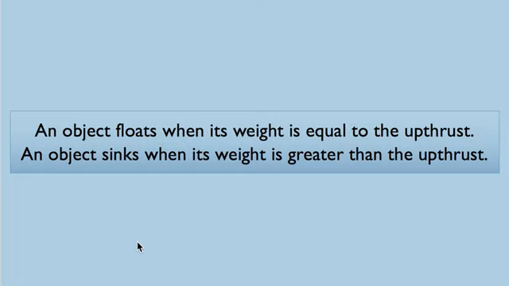So just a statement here really: an object floats when its weight is equal to the upthrust, and an object sinks when the weight is greater than the upthrust. So hopefully a fairly obvious statement that we've made there.